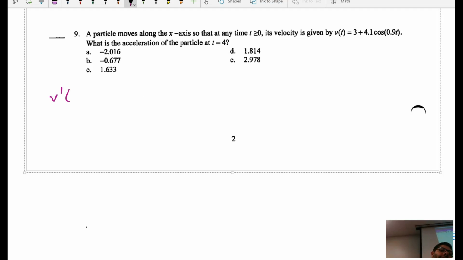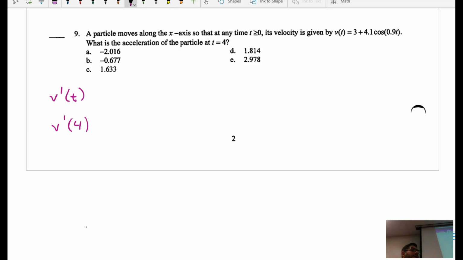We would take the derivative of velocity, which would be v prime of t, and then what would we do after that? We'll plug in 4. So v prime of 4. Can we take the derivative of this function? Is this a function that we know how to take the derivative of? Yes, we do. The derivative of a constant 3 is 0. Constant multiple of 4.1, the derivative of cosine is negative sine, leaving the inside alone, times the derivative of that inside. Yes, we do know how to take the derivative of this function, or we should know how to.